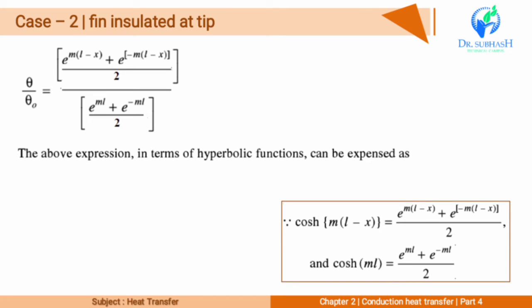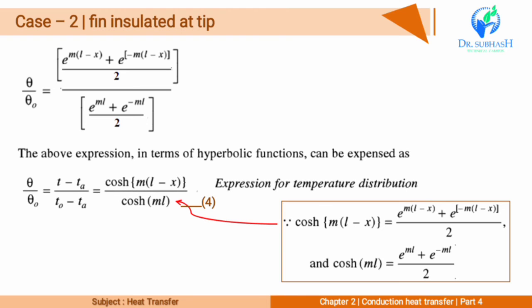The above expression in terms of hyperbolic function can be expressed as theta by theta 0 is equal to (T - Ta)/(T0 - Ta) is equal to cosh m(L - x) divided by cosh mL. So, as already we discussed this cosh function, we get equation number 4, and that equation number 4 is the expression of temperature distribution.